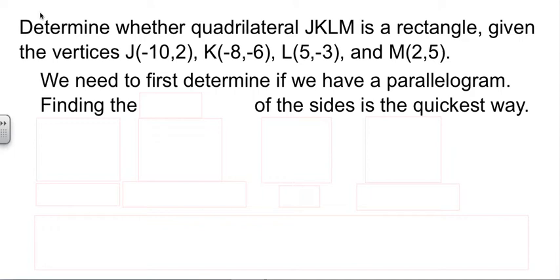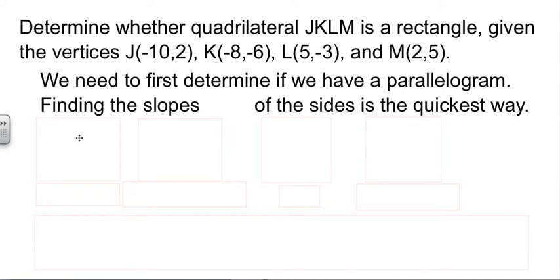We could find out if opposite angles are congruent. We could find out if consecutive angles are supplementary. Those would be kind of a pain with this situation. We could find out if opposite sides are congruent. That would work. But the quickest way would be to look at the definition of it and try to find the slopes. If we know that we have 2 sets of equal slopes, then that means we have 2 sets of parallel lines, and that means we have a parallelogram.